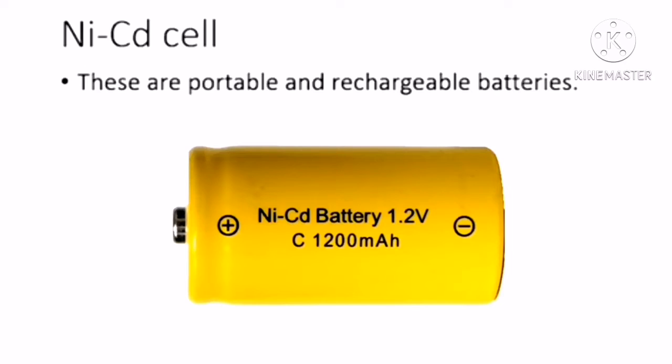Now students, see the last type of cell, that is NiCd cell. It is also called nickel cadmium cell. First of all, let me tell you, it looks like a yellow cell.